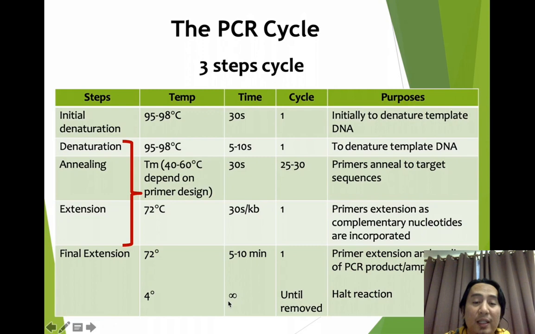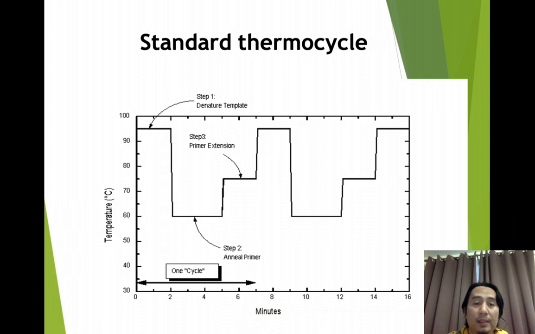So this is basically the graph of the PCR, the standard thermocycler PCR. Step 1, denaturation, is around 95 degrees. After that, it drops to 60 degrees, where the primer starts to anneal to the single-stranded DNA. Again, it goes up to extension at 72 degrees, for 30 seconds per kilo base pair. When it finishes, this is 1 cycle, from here to here.